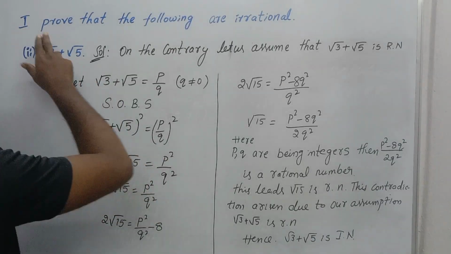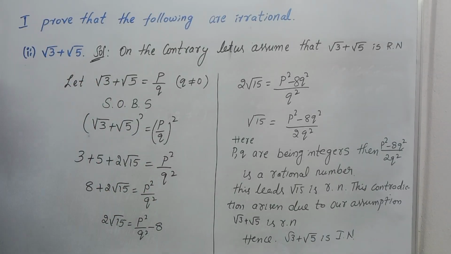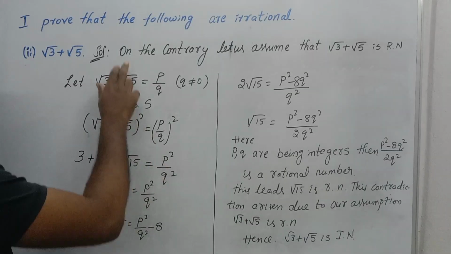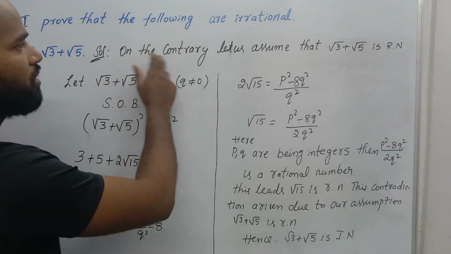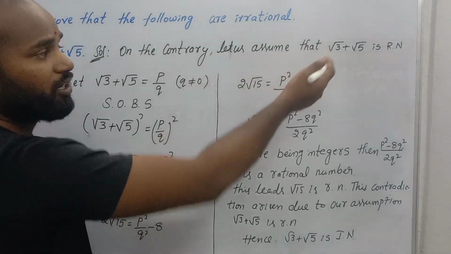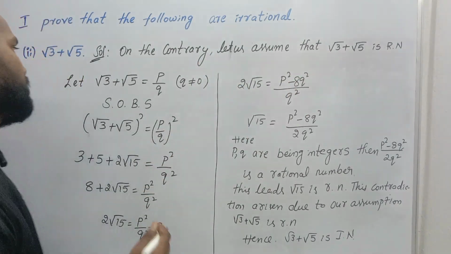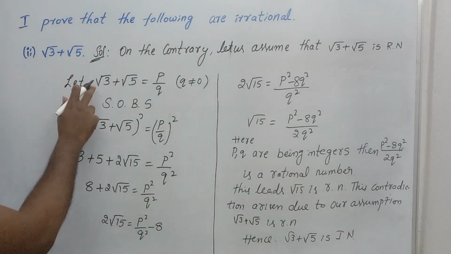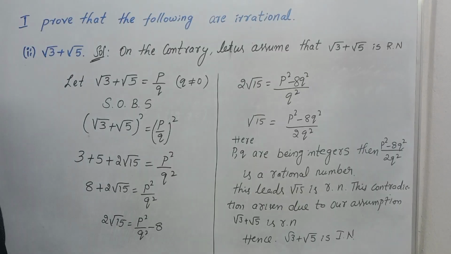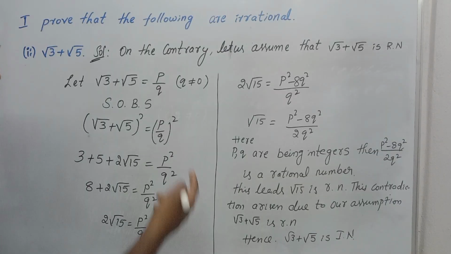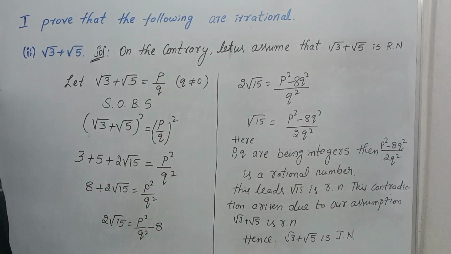Now see the second question, root 3 plus root 5. We need to prove that root 3 plus root 5 is an irrational number. On the contrary, let us consider that root 3 plus root 5 is a rational number. Then let root 3 plus root 5 equal p by q. If it is a rational number, it must be in the form of p by q or a by b, right? You can take anything, p by q or a by b, no issue. So in the p by q form, where q is not equal to 0.